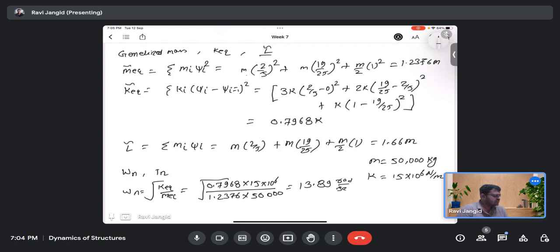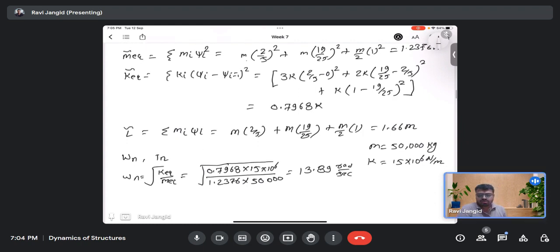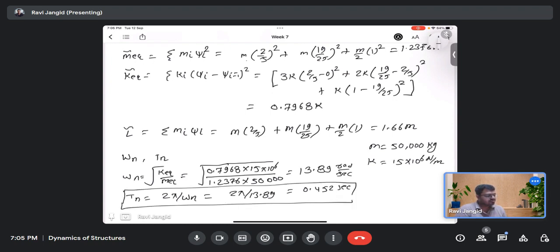Where did you make the mistake? Yes, actually, I had taken the load excitation factor instead of M equivalent. Okay. So now using that we can find out the time period, 2 pi by omega n. So that would be 2 pi by 13.89. So it will be coming out to be 0.452 second.